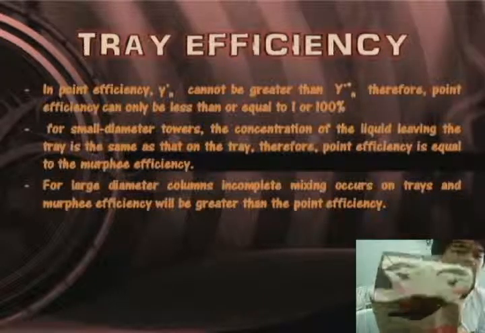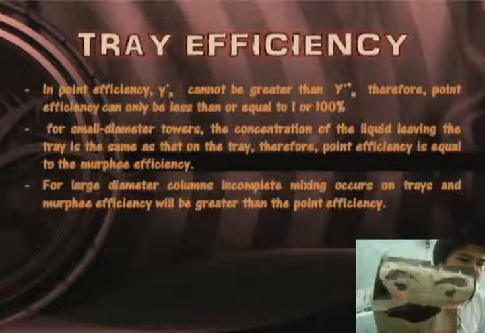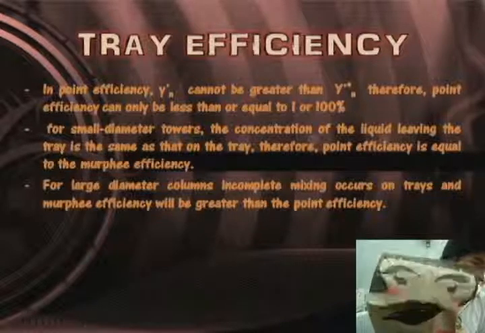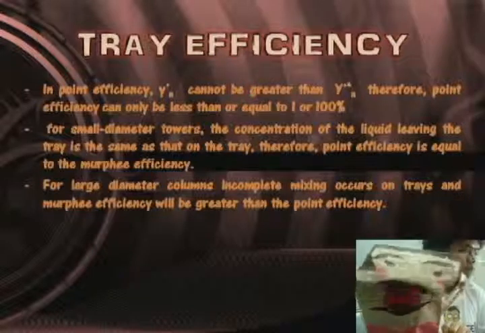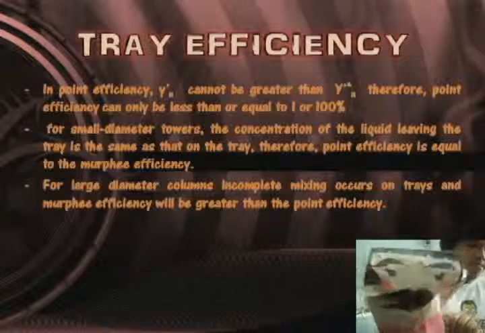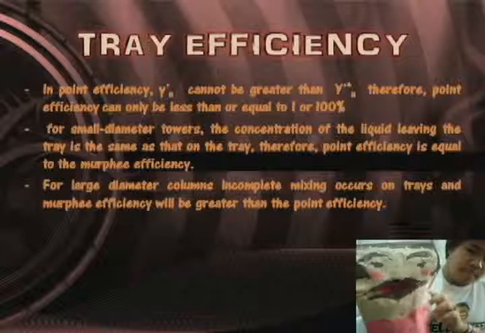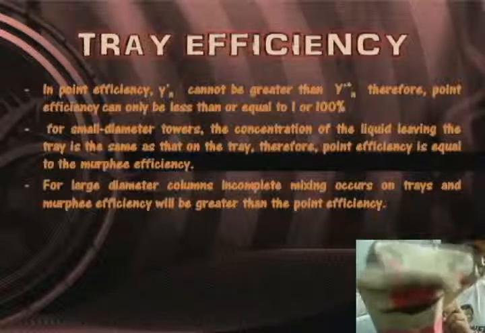In small diameter towers, the vapor flow sufficiently agitates the liquid so that it is uniform on the tray. Then the concentration of the liquid leaving is the same as that on the tray. The point efficiency then equals the Murphy tray efficiency, where E sub M is equal to E sub MP.